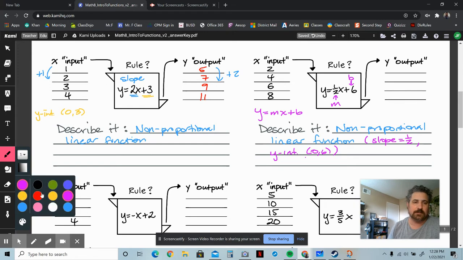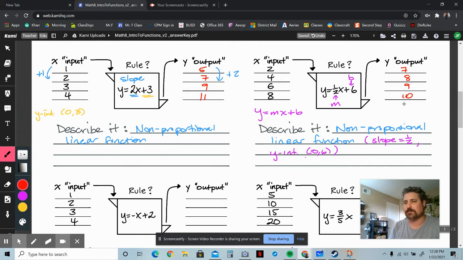So let's do that. We're going to multiply by 1/2, which is basically divide by 2, and then add 6. You always multiply before you add. So 1/2 of 2 is 1, 1 plus 6 is 7. 1/2 of 4 is 2, 2 plus 6 is 8. 1/2 of 6 is 3, 3 plus 6 is 9. 1/2 of 8 is 4, 4 plus 6 is 10.